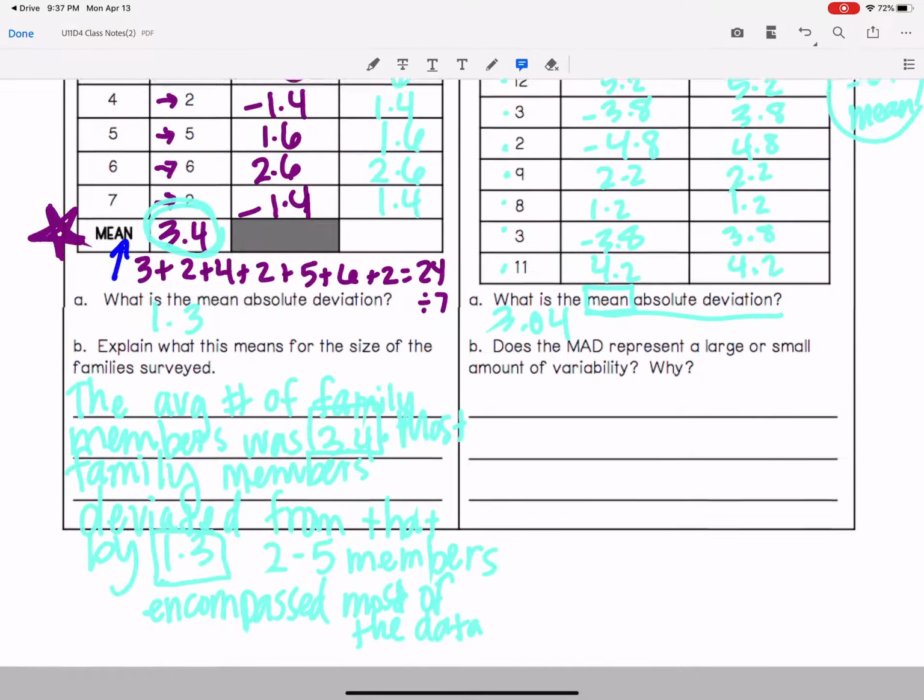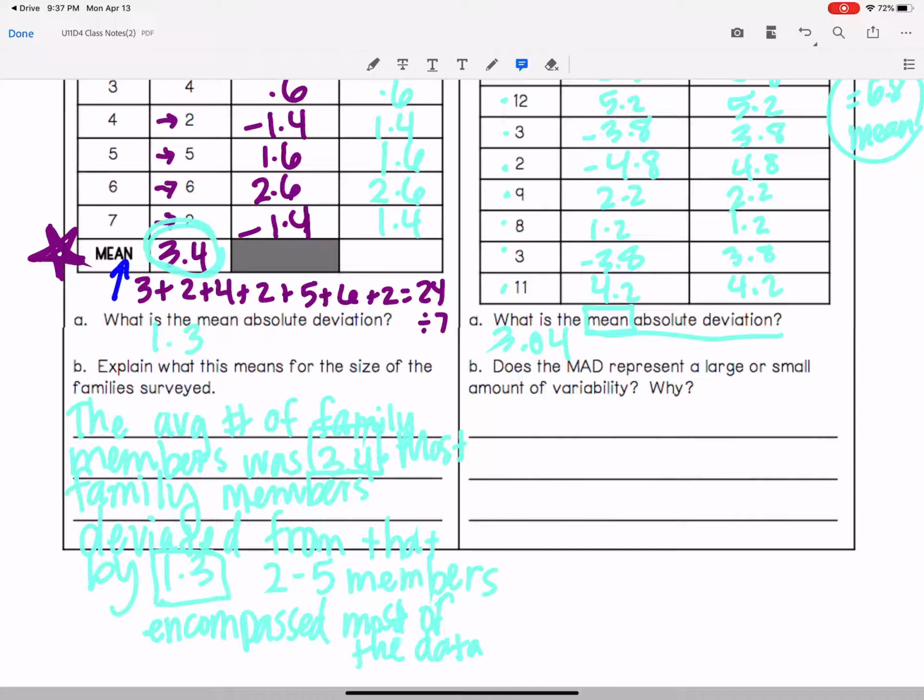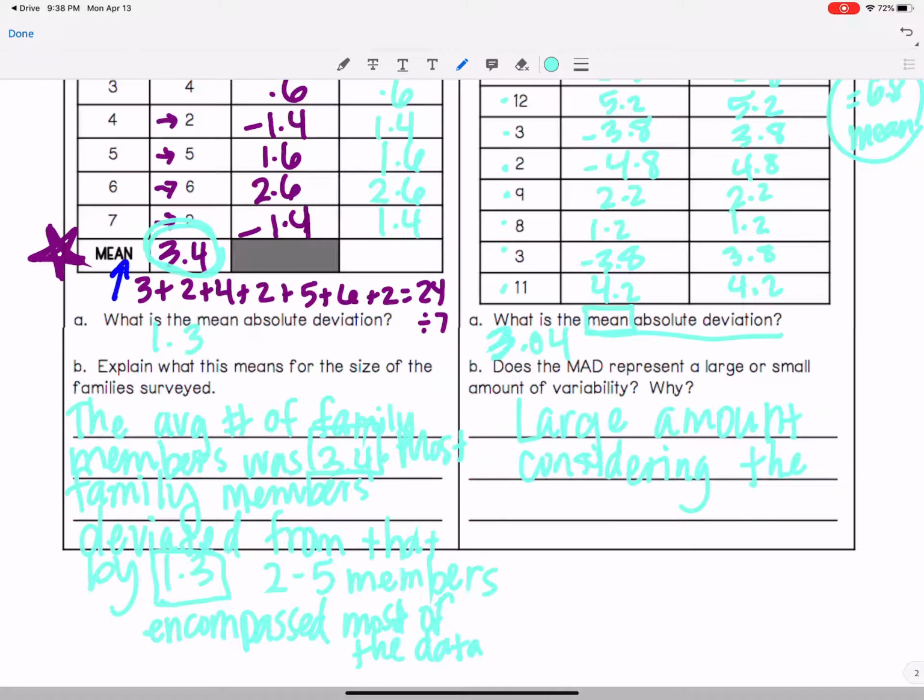Okay, so the question is, does the mean absolute deviation represent a large or small amount of variability, and why? Well, okay, so here's what. I would say that that would be a large amount of variability, considering the number of M&Ms in a package. So to vary by 3, like, wow, that 3 looks crazy. To vary by 3, I think that's quite a bit. So I would say that's a large amount. And why? Because we would be considering the number of M&Ms in a package.